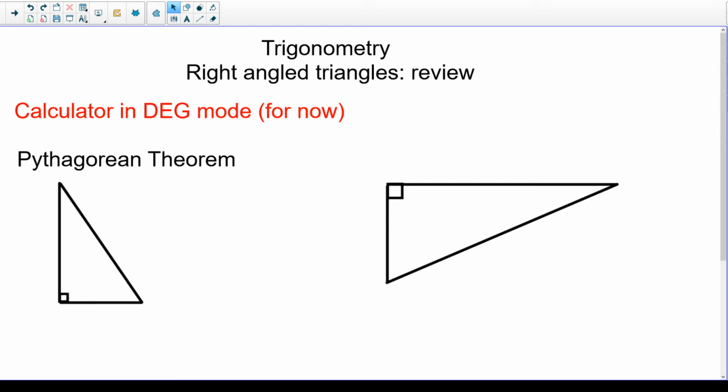Some of your cell phones do not have the ability to go into degree mode. They use radian mode, which we may be looking at a little later on. But we're using degrees for now. So if you don't have your calculator in degrees, you won't get the same answers as me. So I'm just letting you know that ahead of time.